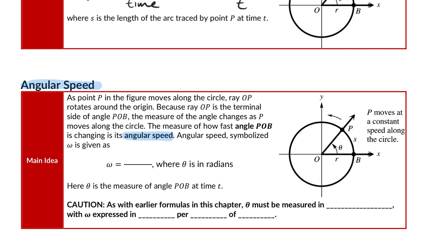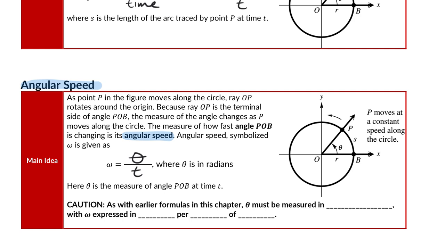For angular speed, we use the Greek letter omega. Do not call this W. It's omega, the Greek lowercase letter omega. In uppercase, it actually does look more like an O, but that is a lowercase omega. Omega is equal to theta, the measure of the angle, divided by time. So that is the angular speed omega.